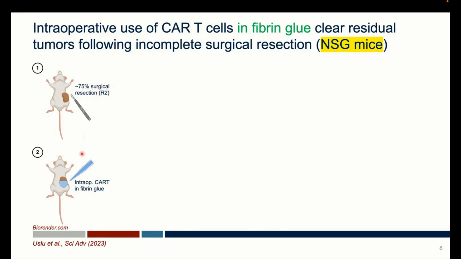And then in the next step, we apply the CAR T cells intraoperatively so that the CAR T cells will get rid of the rest of the residual 25% of the tumor. Before we apply the CAR T cells intraoperatively, we first mix them in a fibrin glue-based carrier so that they persist longer on the wound, so that we could apply the CAR T cells into the resection cavity on the wound and the CAR T cells persisted longer. So that was the idea of first mixing the CAR T cells in a fibrin glue-based carrier.